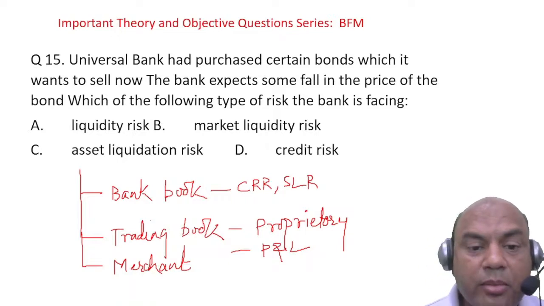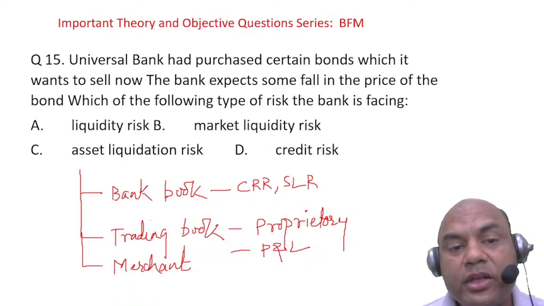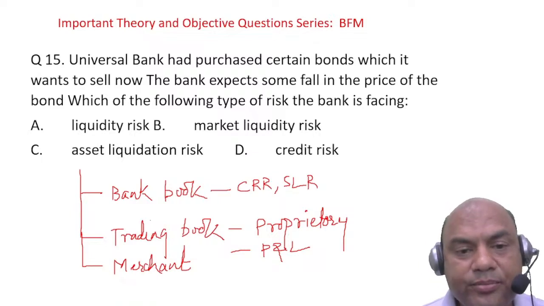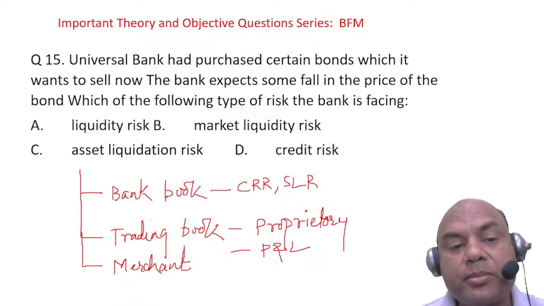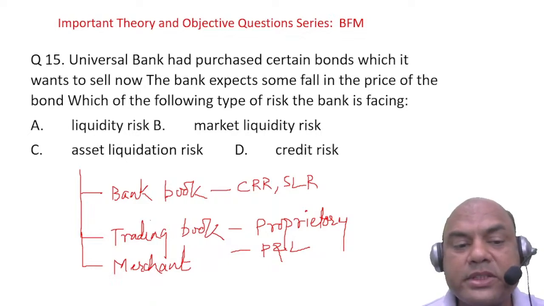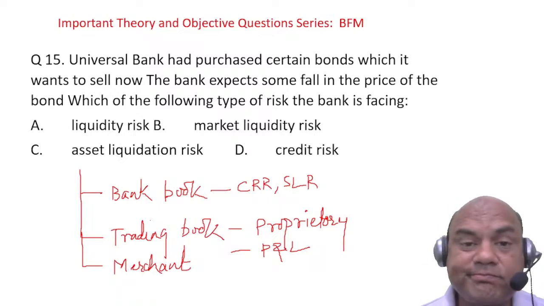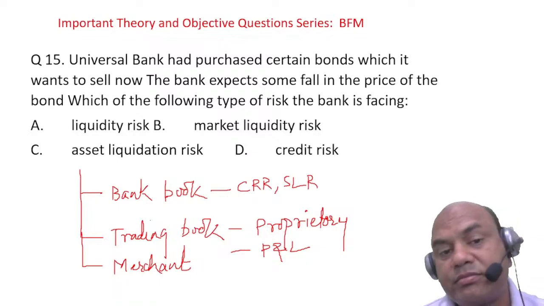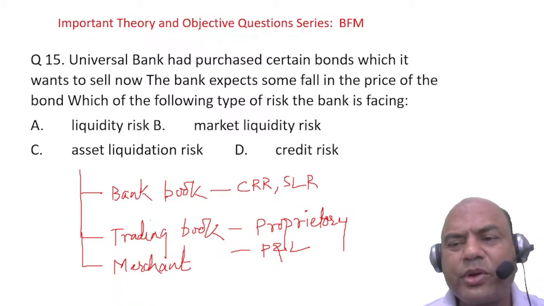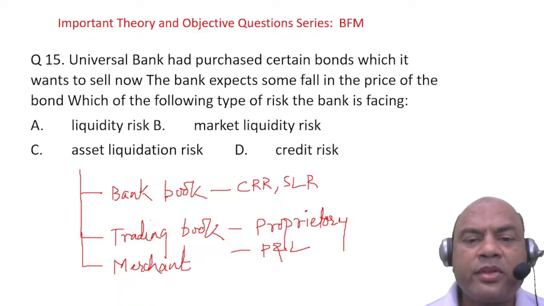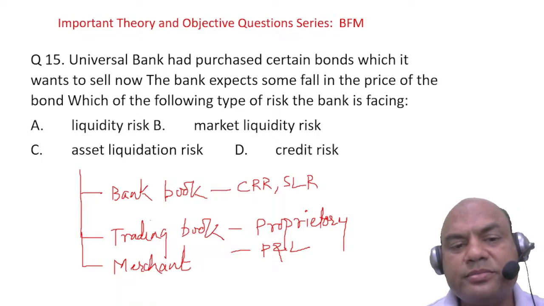Okay. But what is the answer for this now? Universal Bank has purchased certain bonds which it wants to sell now. The bank expects some fall in the price of the bond. Which of the following types of risk is the bank facing? Liquidity, market liquidity, asset liquidity, and credit risk. Not a difficult one. So what is the answer? What do you think?